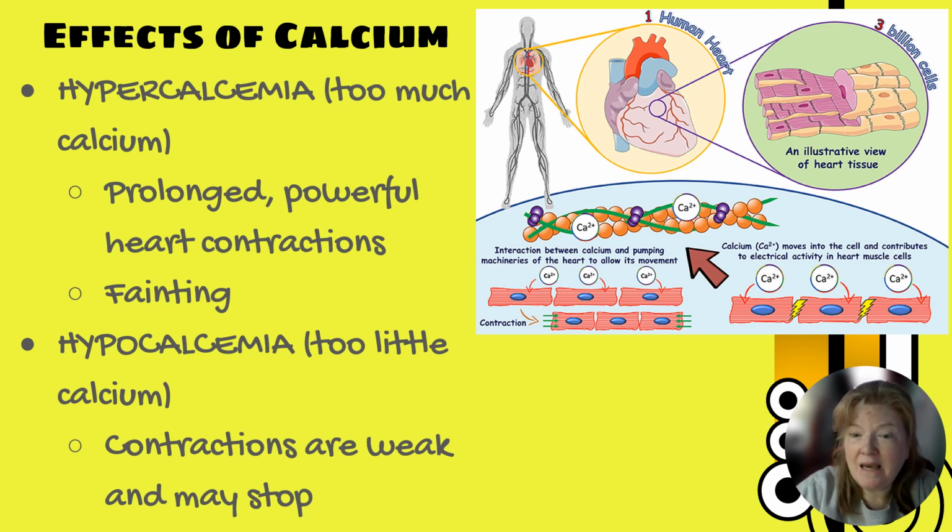Now, calcium. Calcium is critical for the heart to function. So what if we have too much or too little? So if we have hypercalcemia, too much calcium, our heart can have prolonged, too powerful contractions. It can result in fainting. Hypocalcemia, where we have too little calcium, we have weak contractions. And in fact, the contractions of the cardiac muscle can even stop.